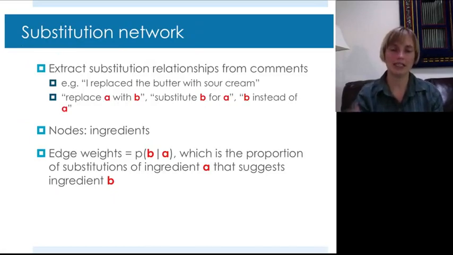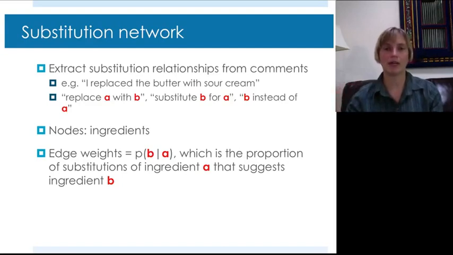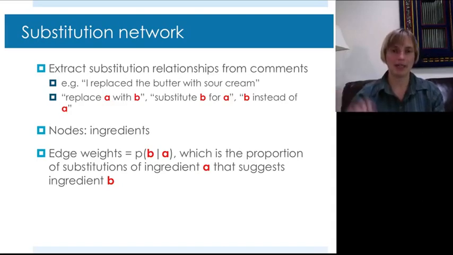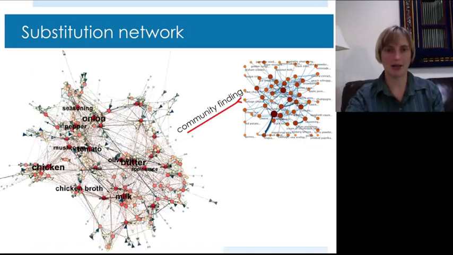Now let's look specifically at the parts we're going to build the network out of. We looked for patterns that said something like, I replace the butter with sour cream. So: replace A with B, substitute B for A, B instead of A. And we had these edge weights, which were the probability that B is going to be suggested every time A was mentioned as being substituted with something else in a comment.